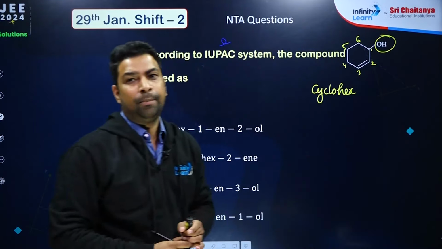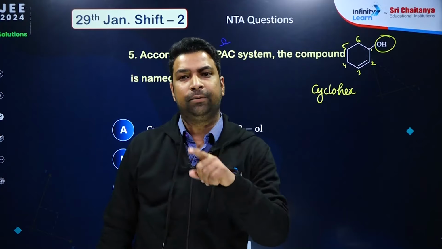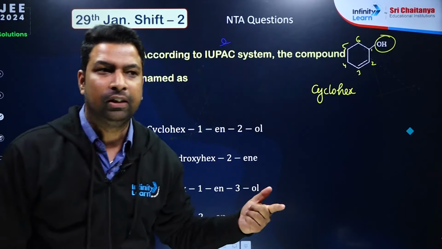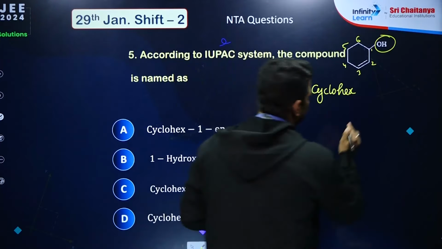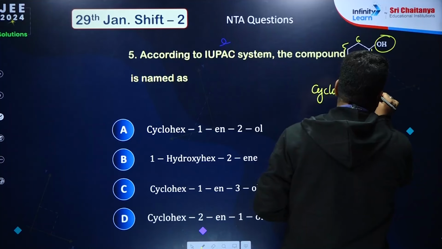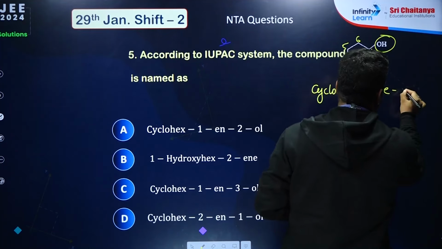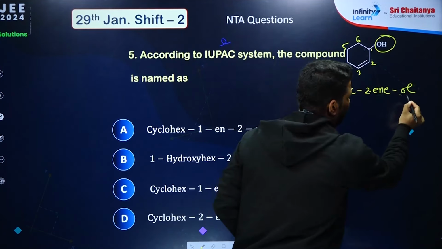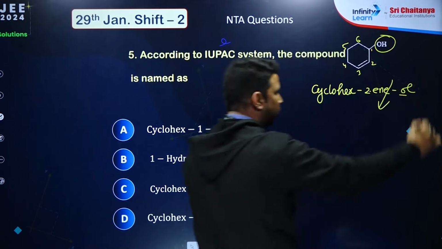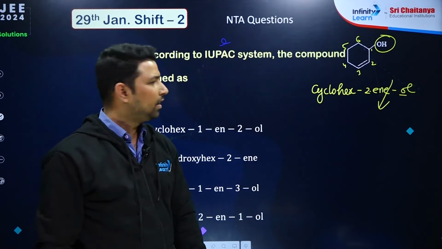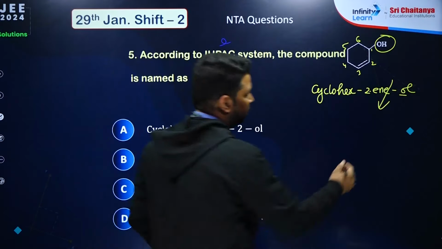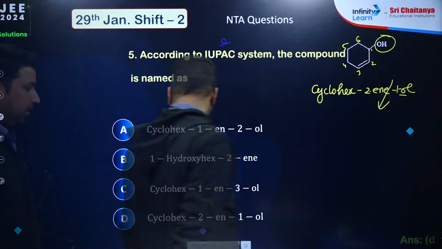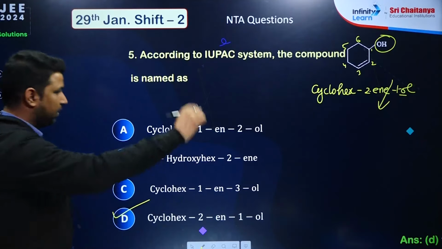Then you have to add the primary suffix. Primary suffix gives the information about the saturation of the compound. Since it is alkene, there must be ene, at the second position, 2-ene. And there is ol. Since o comes after e, this e has to be omitted. So the final name will be cyclohex-2-en-1-ol. So D is your answer.